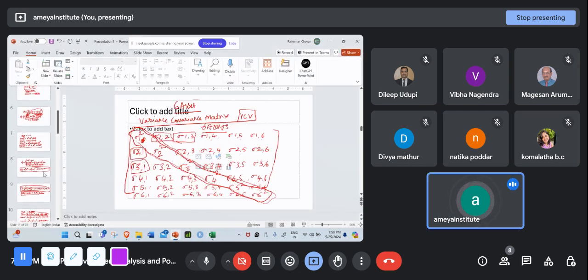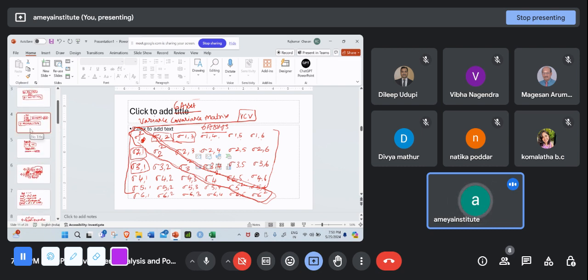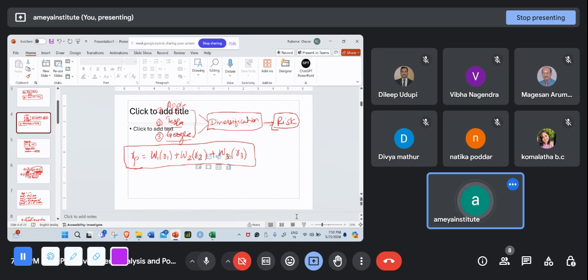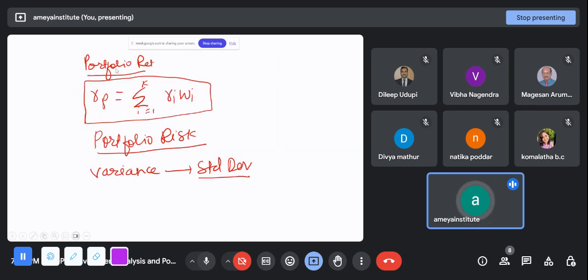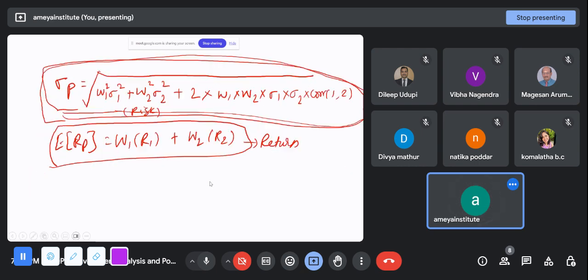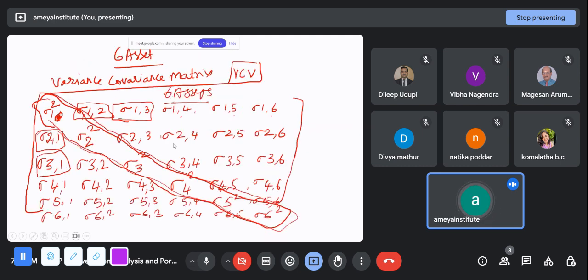So what was my portfolio returns calculation? We were discussing this concept here. Return of portfolio is nothing but weight into return. That's what we calculated from this. So portfolio return is nothing but summation of K is equal to 1 return of each asset into weight of each asset, and portfolio risk we calculated for the 10 assets we had. We used the variance covariance matrix formula and we got the portfolio risk here.